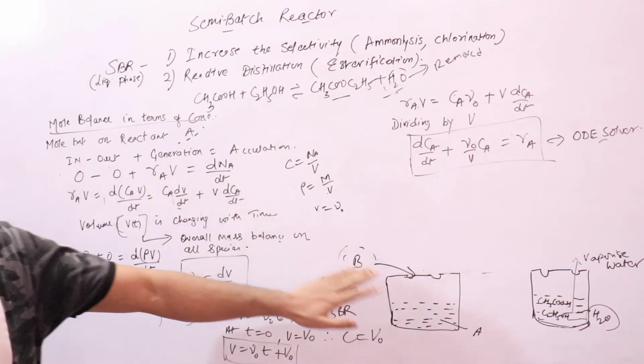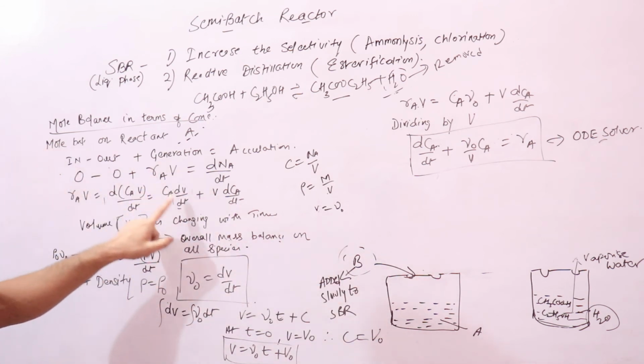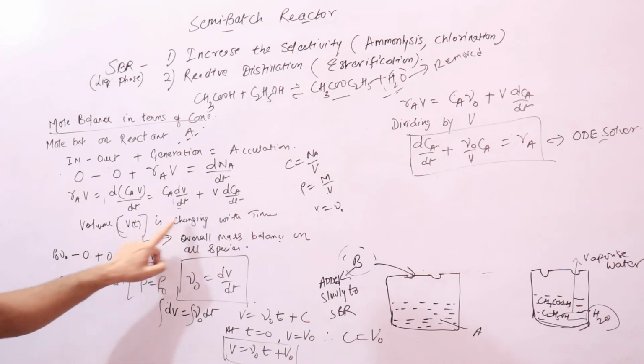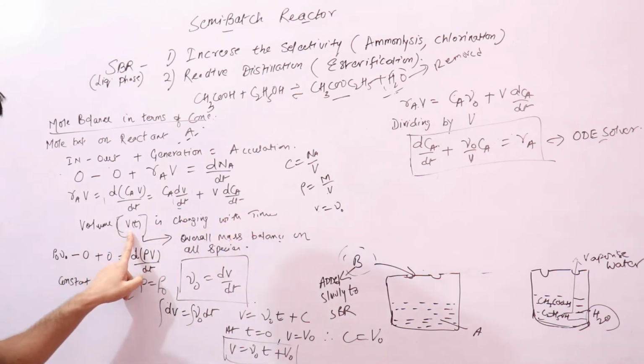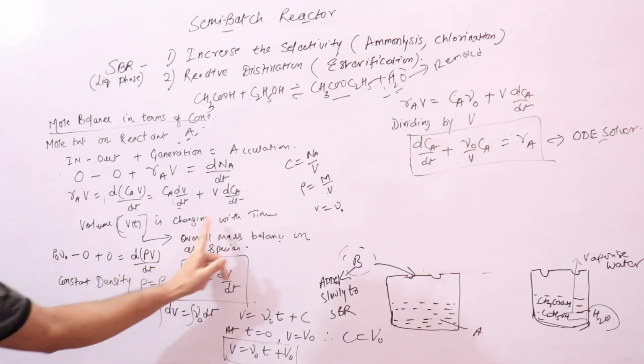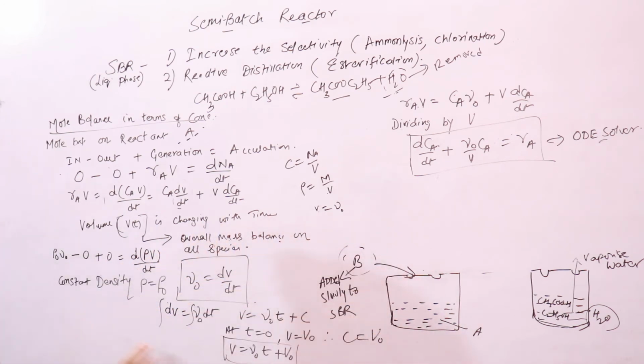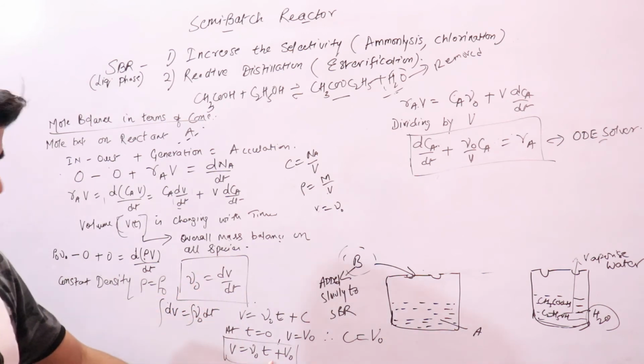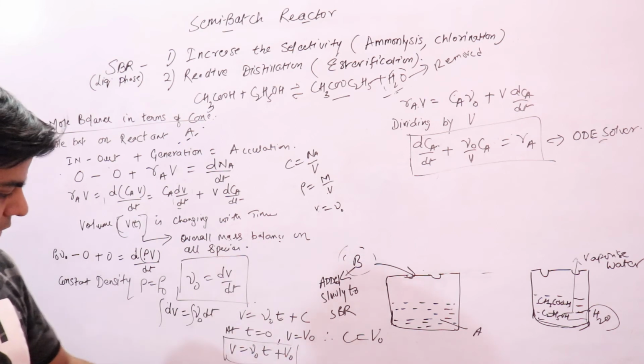First we did a mole balance on A. Then we know that volume is changing with time. In order to find the volume at any time t, we did an overall mass balance. In minus out, nothing is going out, so the overall rate of change of mass would be rho dV/dt. For constant density, both would be equal to 0. This equation has changed to this. We integrated it, and we got this. We'll be using this equation in a moment.